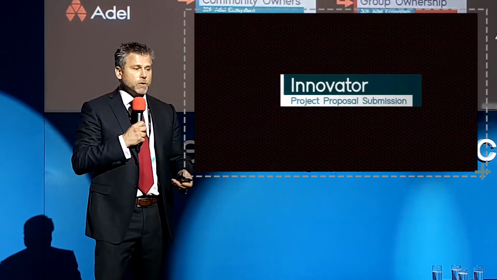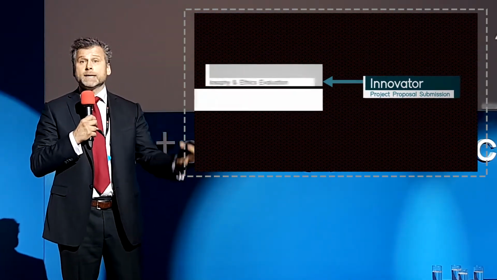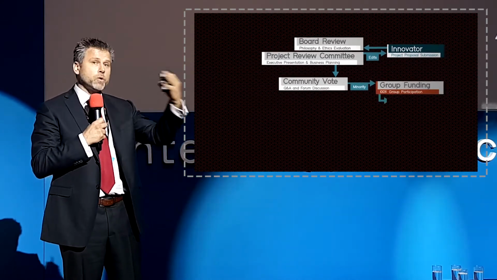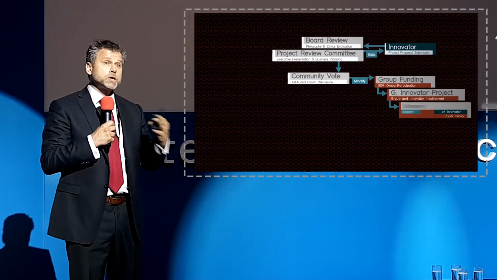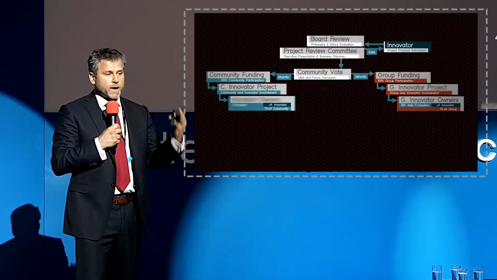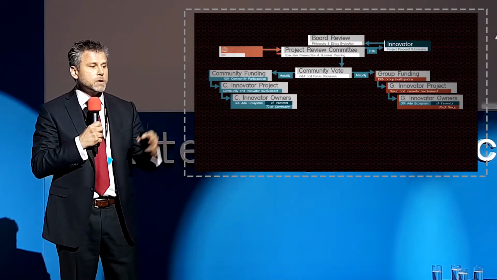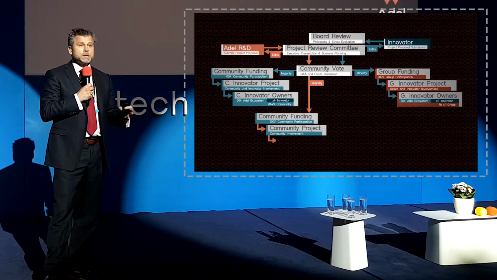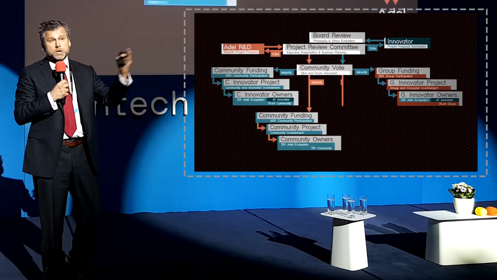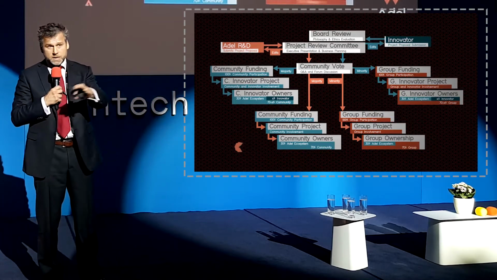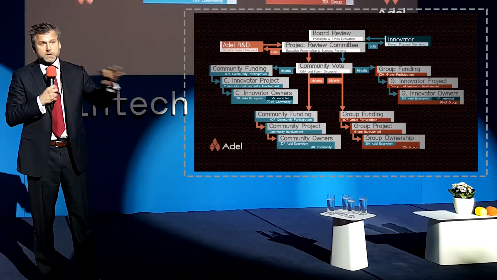To take that to the next level, we have members that bring ideas to the community, and they become an innovator. Through this innovative process, we go through a filtering process to make sure that these ideas are ethical, legal, and moral. Then once we've had that board review and the project review committee, we go through the incubation of the idea. The community votes on it, and if it's a majority vote, it becomes a community project. If it's a minority vote, then it moves to a group project. Just because a minority agree on it doesn't mean that we have to shelve the project. It can still move forward as a project.